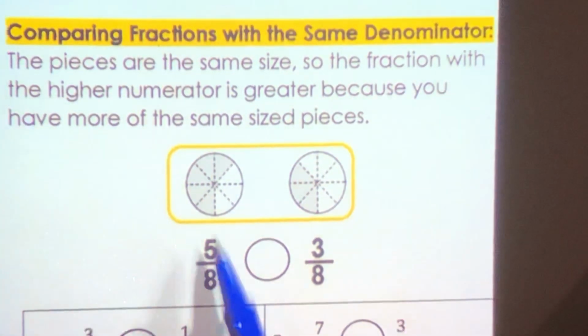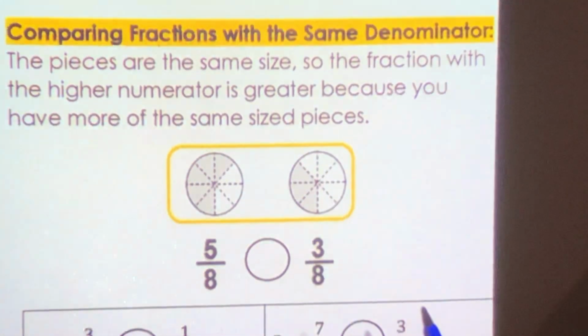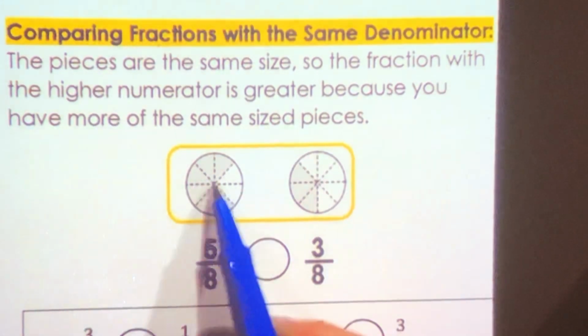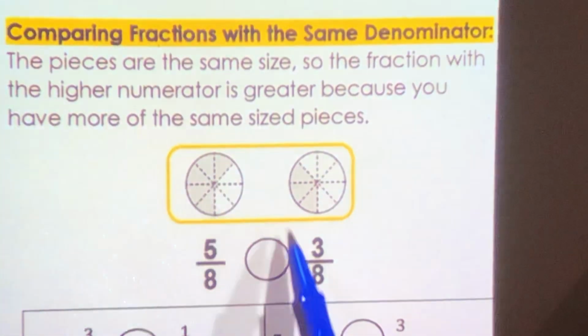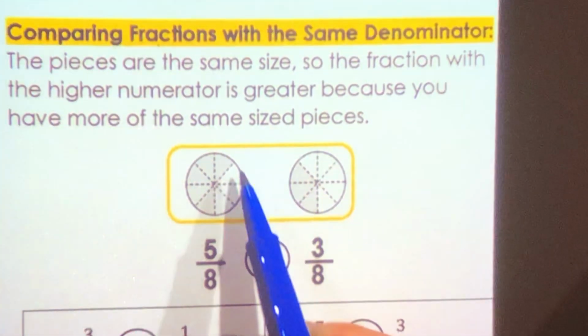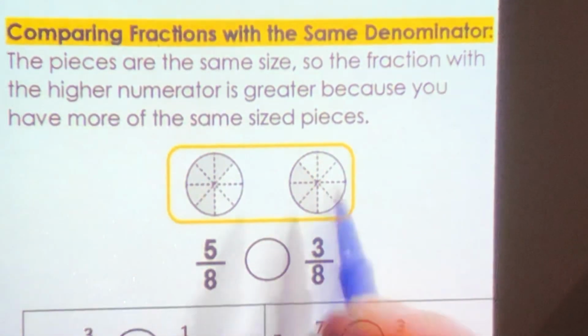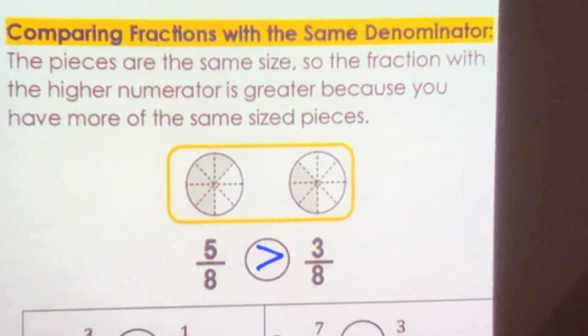The denominator tells us that each is cut up into 8 pieces. And notice, those pieces are the same size in both. So this is saying you have 5 of those pieces, and this is saying you have 3. We can see that more of this circle is shaded. So 5/8 would be greater. When you're comparing fractions with the same denominator, the pieces are the same size. Whichever fraction you have more pieces of, that's the one that's greater. So whichever numerator is greater is the fraction that is greater, because you have more of the same size pieces.